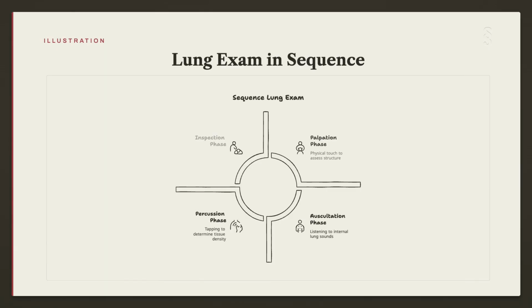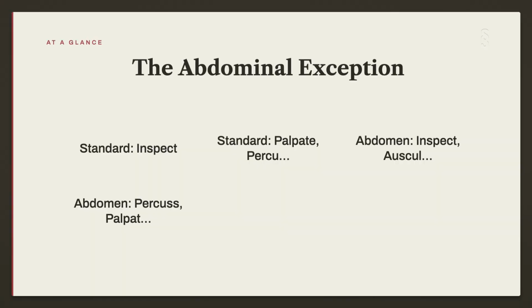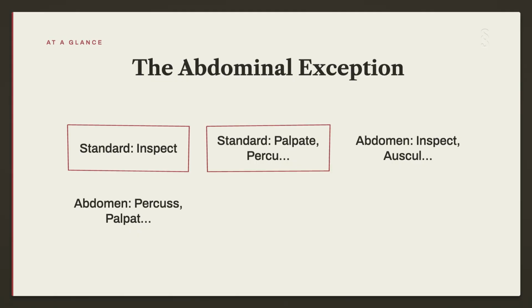Picture a nurse assessing a client's lungs, first watching the chest rise, then feeling for fremitus, then tapping for resonance, and only then listening with the stethoscope. Each step narrows what the next one is looking for. Every region follows inspect, palpate, percuss, auscultate, except the abdomen, where auscultation moves up to second place because touching or tapping the belly stimulates the bowel and changes the sounds you'd hear.